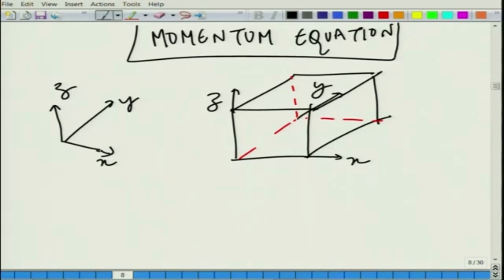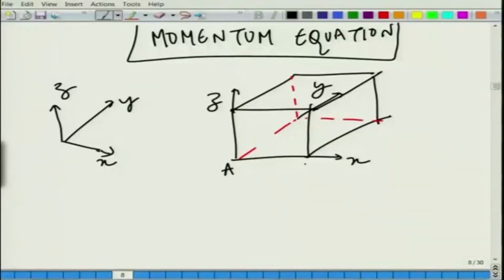The difference between the momentum and continuity equations is that in momentum we are trying to balance forces. So, we will end up with not one but three equations, one for the balance of forces along each of the directions: the x direction, the y direction, and the z direction. Let us consider now the x direction.